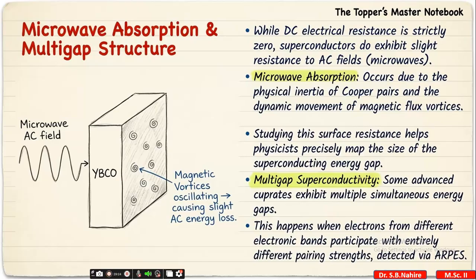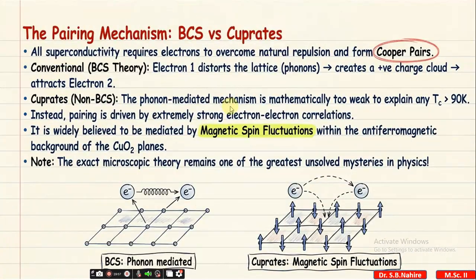Now, look at the diagram on the left side. You can see a microwave AC field interacting with a YBCO sample. Inside the material, magnetic vortices oscillate, which leads to slight AC energy loss. So, remember this key idea. Even though superconductors have zero DC resistance, they show small losses in AC fields and can exhibit multiple energy gaps. In the next slide, we will understand the pairing mechanism in superconductors.